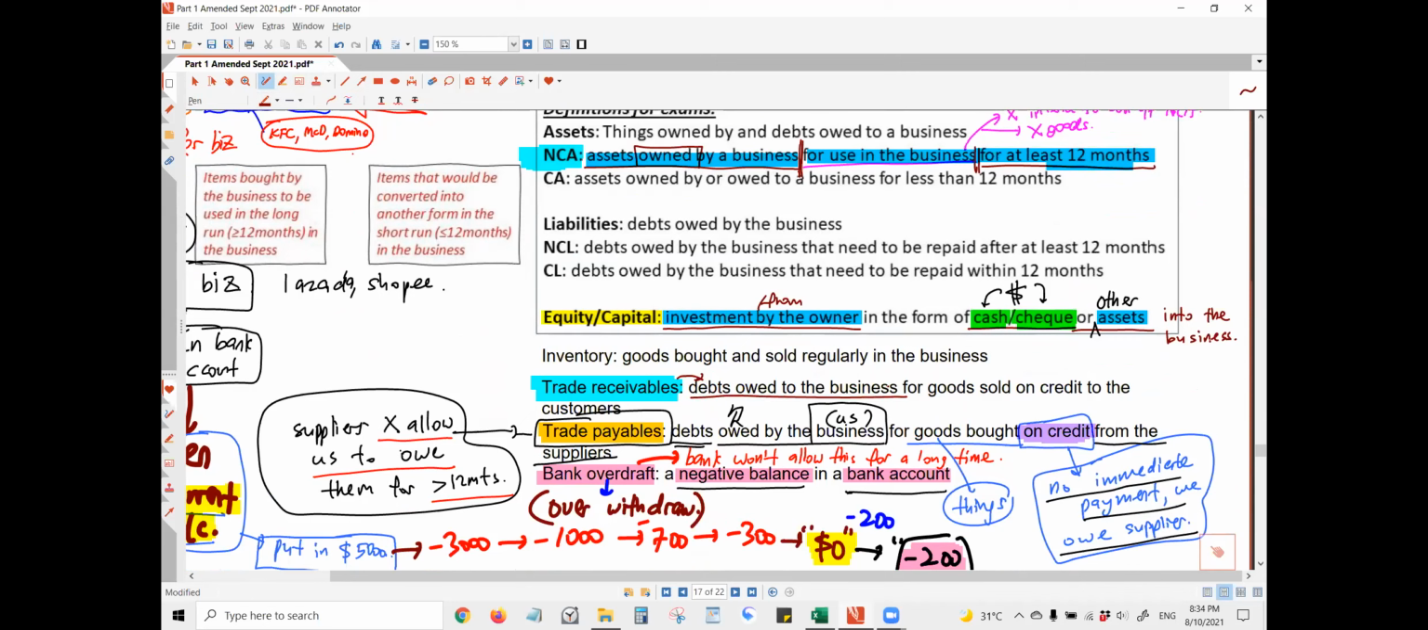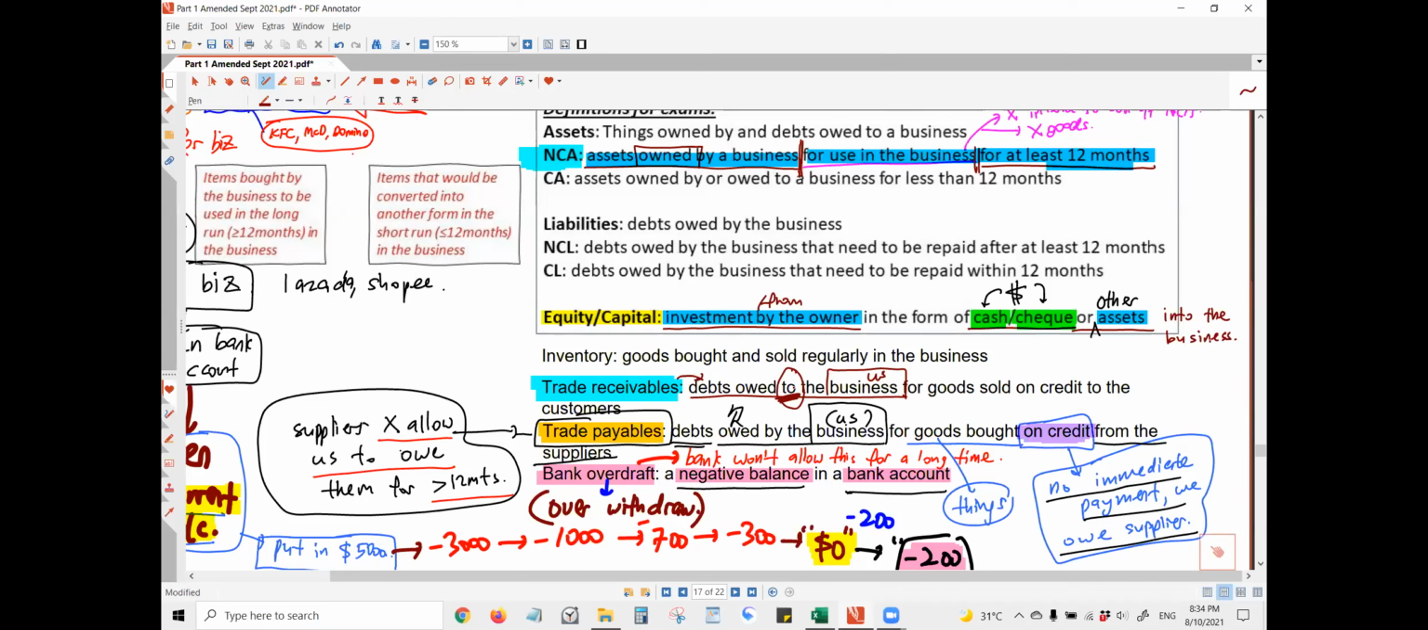In the first lesson, we keep talking about the word business that is in the definitions. And then I told you that the word business in every definition means us. We are the business. So debts owed to the business means somebody owes us money. Agree?